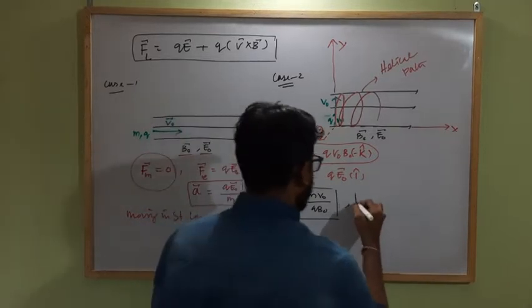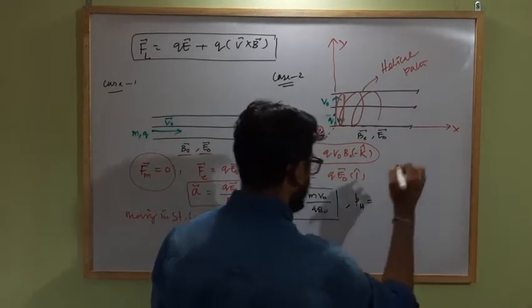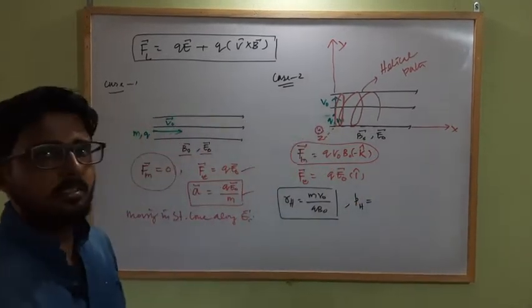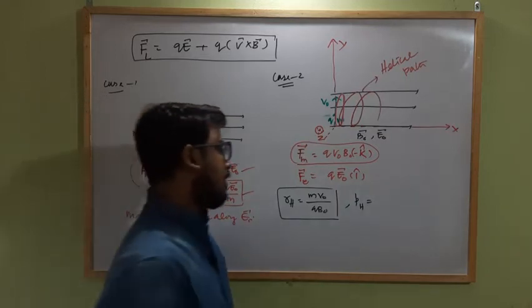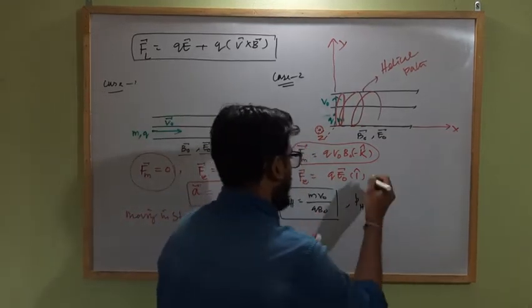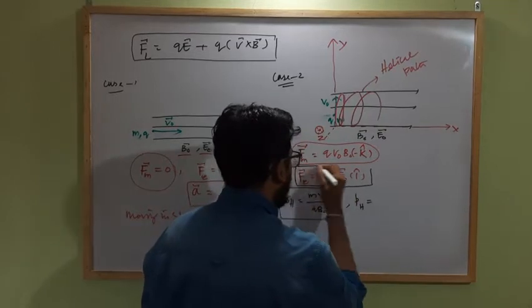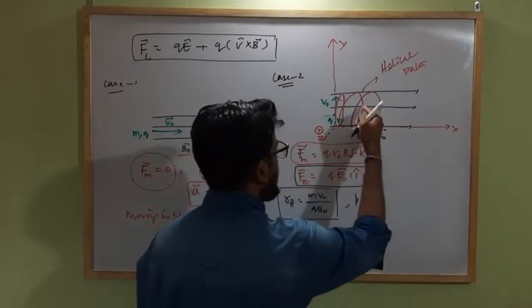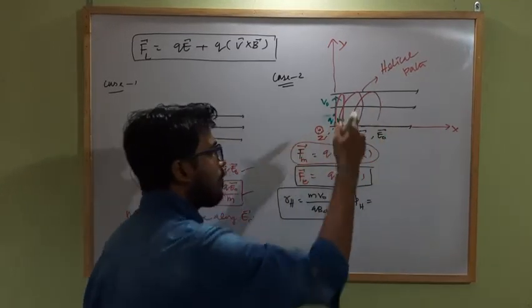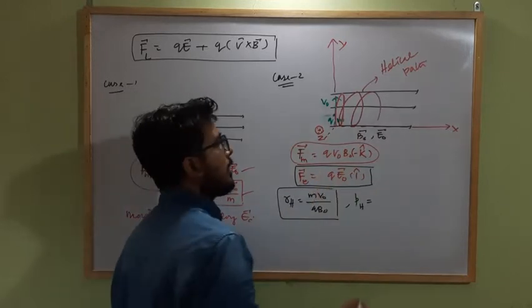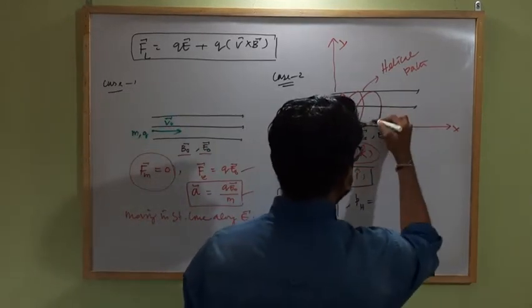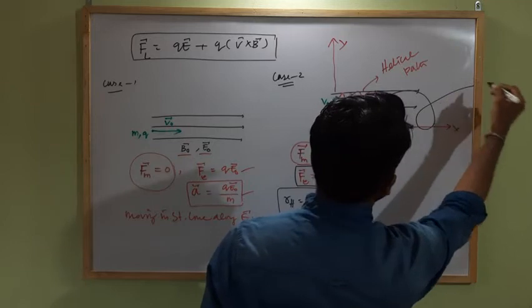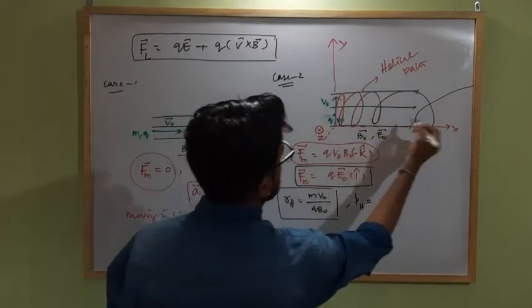And what is the pitch of the helix? Is it constant here? No. Here, as there is a constant force acting along the x axis, the pitch of the helical path will continuously increase. It is like this, the path will be like this. Okay, gradually the pitch will increase.